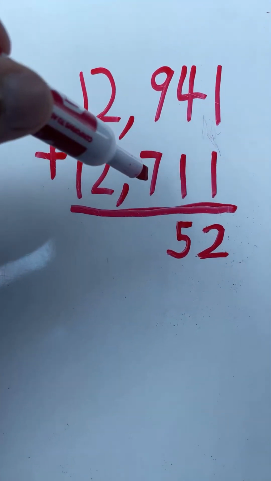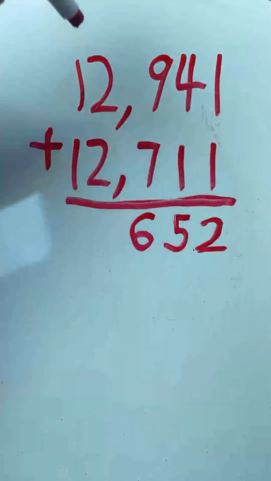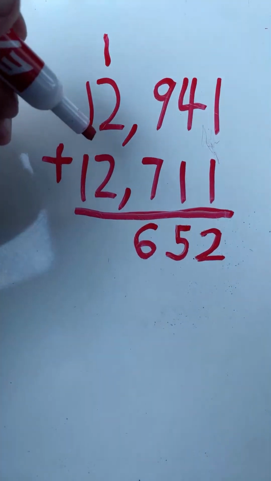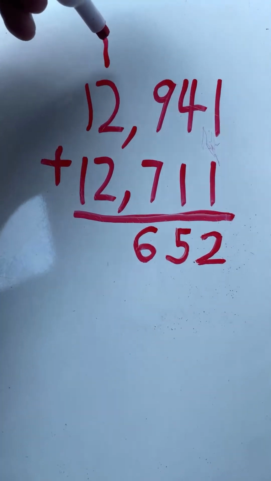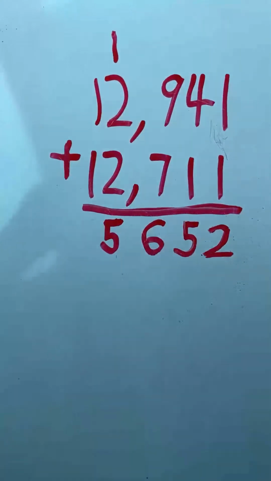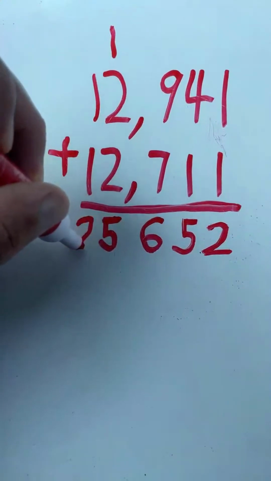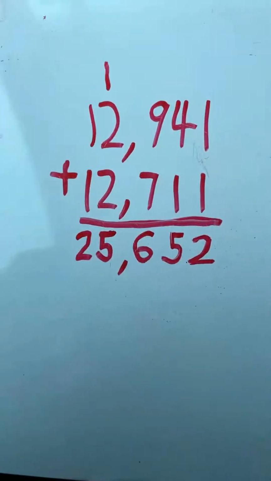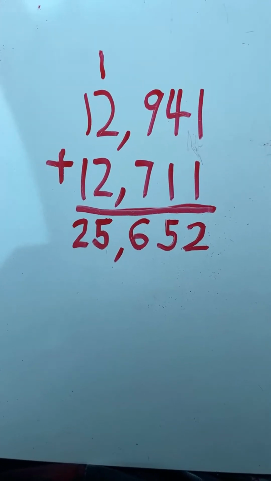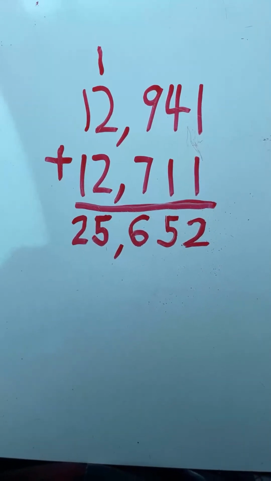9 plus 7 equals 16. We will need to regroup in the hundreds place. The 6 in 16 goes in the hundreds place. The 1 in 16 gets carried over to the thousands place. 2 plus 2 equals 4. We have to add the one that we carried over. 4 plus 1 is 5. 1 plus 1 equals 2. And we have our final answer. 12,941 plus 12,711 equals 25,652.